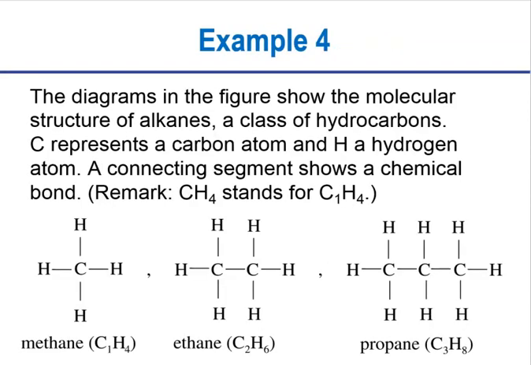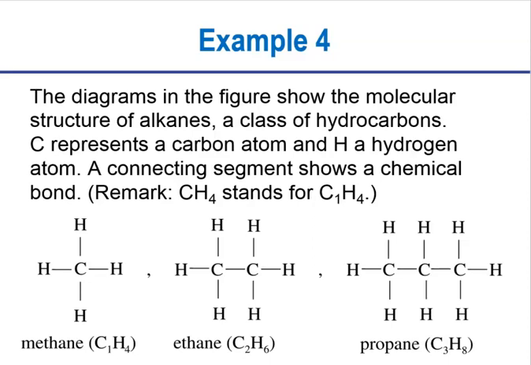The diagrams in the figure show the molecular structure of alkanes, a class of hydrocarbons. C represents a carbon atom, and H, a hydrogen atom. Didn't know we were going to do chemistry, did you? A connecting segment shows a chemical bond, and they also make the remark that CH4 stands for C1H4. All right, so how do these bond?